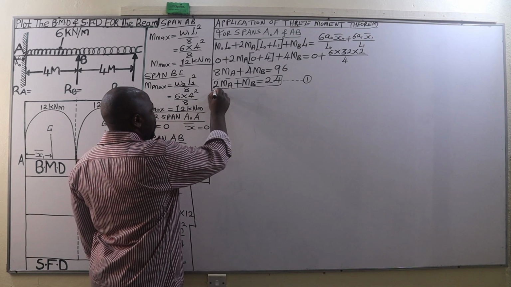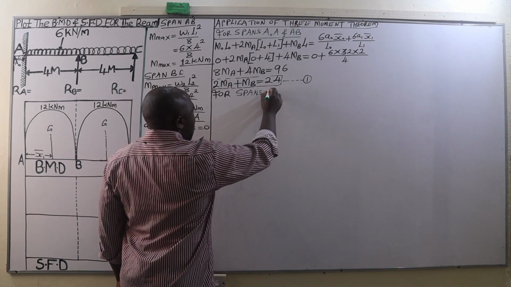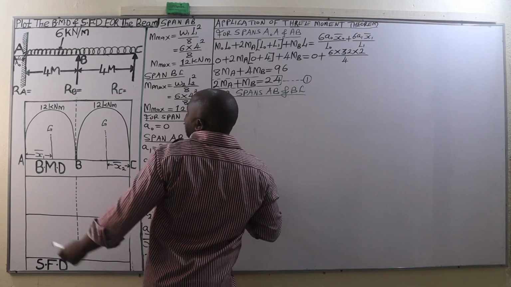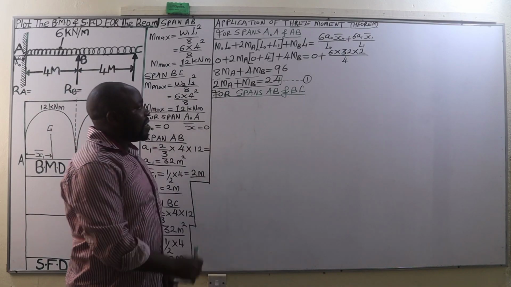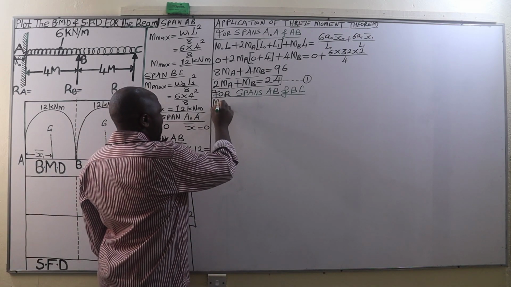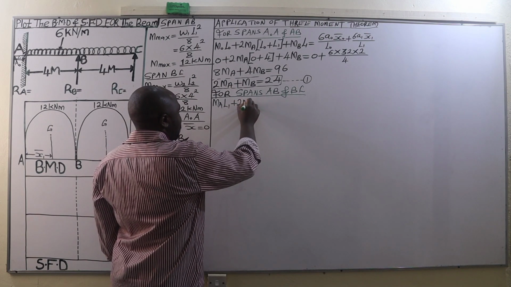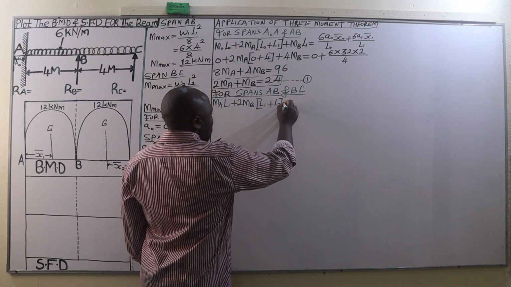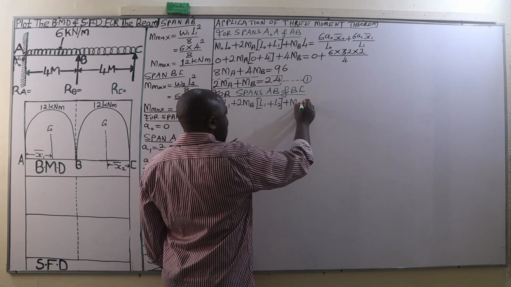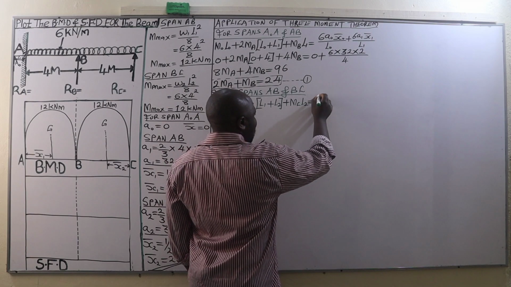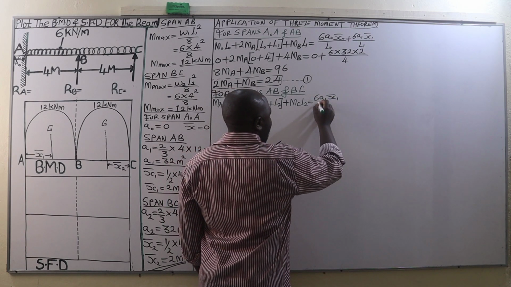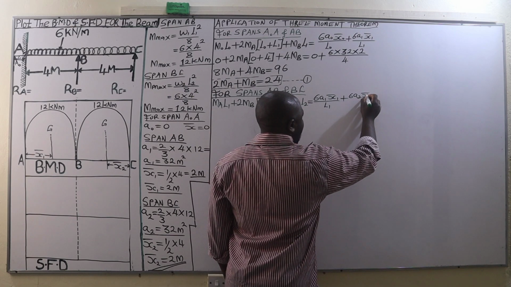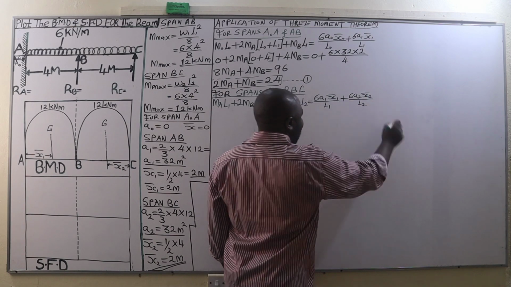Then from there, we are going to go to the spans AB and BC. For the spans AB as well as BC, we are going to have the following equation: MAL1 plus 2MB into L1 plus L2 plus MCL2 will be equal to 6A1 bar x1 divided by L1 plus 6A2 bar x2 divided by L2.